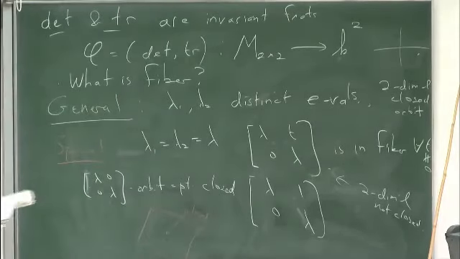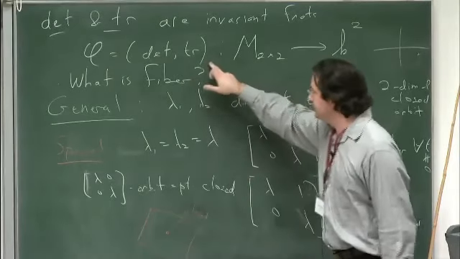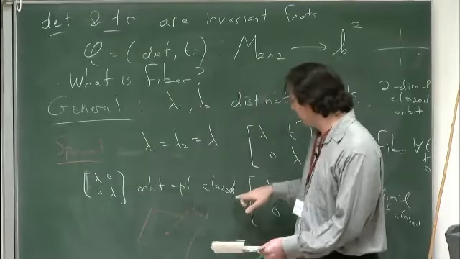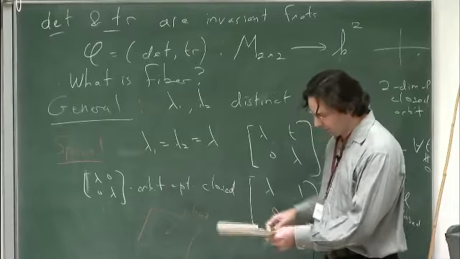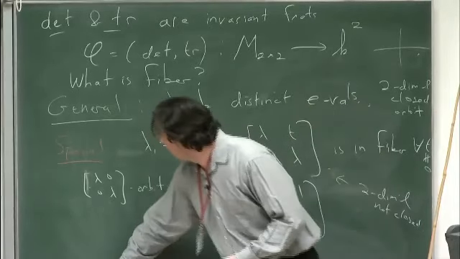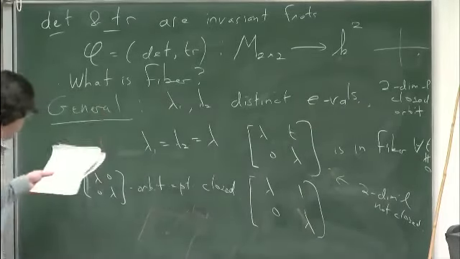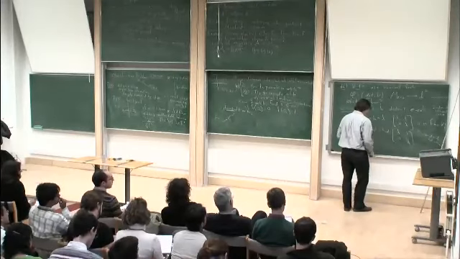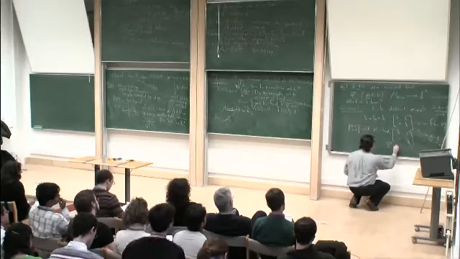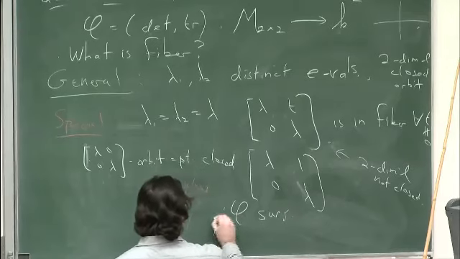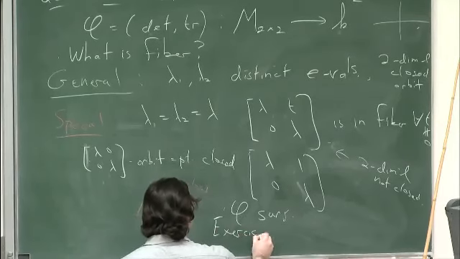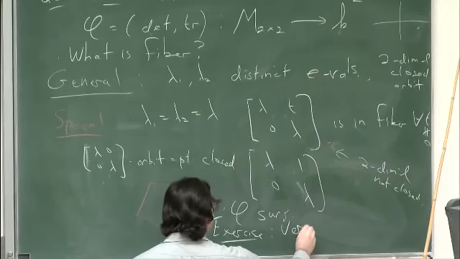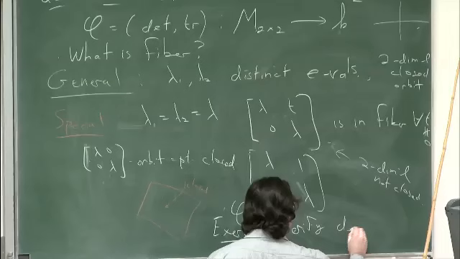Okay, so this picture, where we have some map of invariants, and we get fibers that are well-behaved, where in each fiber we have a unique closed orbit, turns out to be sort of the general case, as long as we pick the right enough invariants. One simple exercise: we know that phi is surjective. Your exercise would then be to verify that determinant and trace generate the invariants in this case.